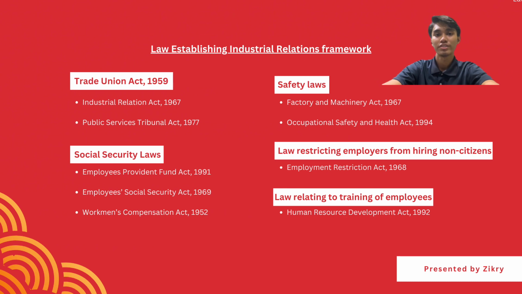So these are the laws establishing the industrial relations framework. Firstly, we have the Trade Union Act 1955, the Industrial Relations Act 1967, and the Public Service Tribunal Act 1977. Secondly, we have Social Security Laws, which are the Employees Provident Fund Act 1991, the Employees Social Security Act 1969, and the Workmen Compensation Act 1952. Thirdly, we have Safety Laws, which are the Factory and Machinery Act 1967 and the Occupational Safety and Health Act 1994.